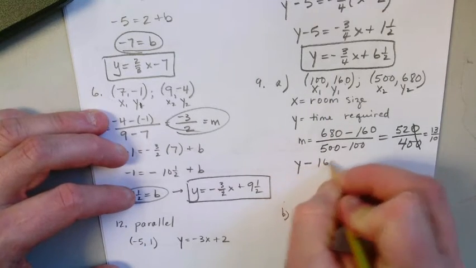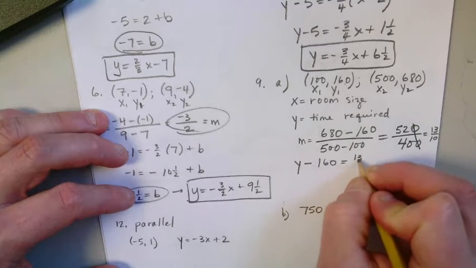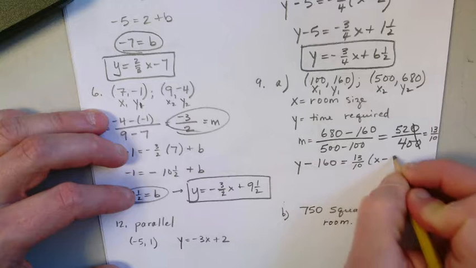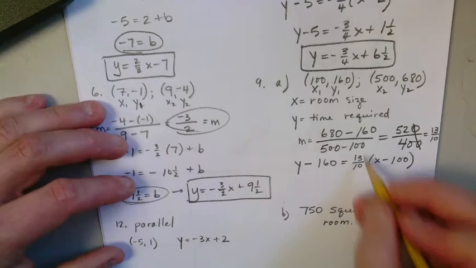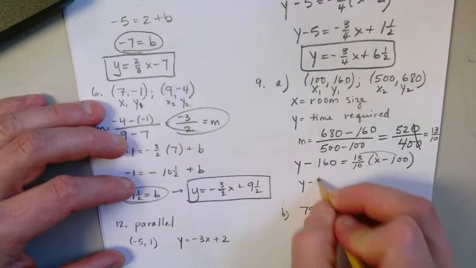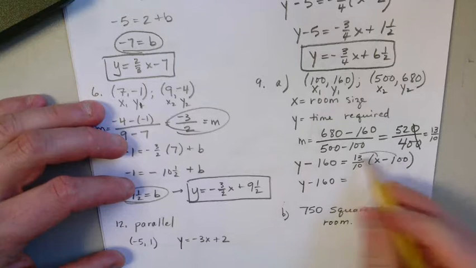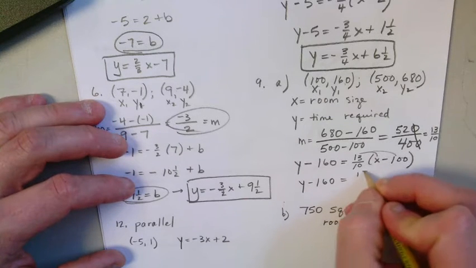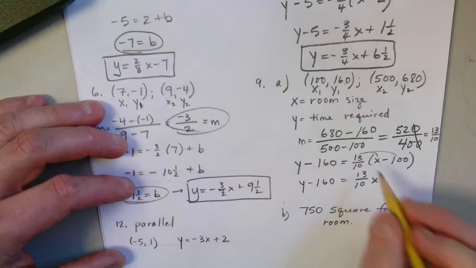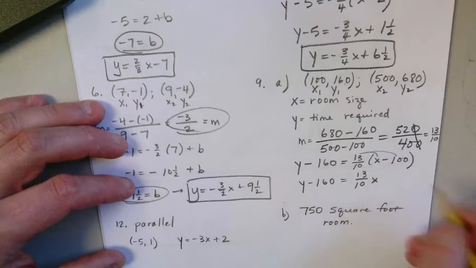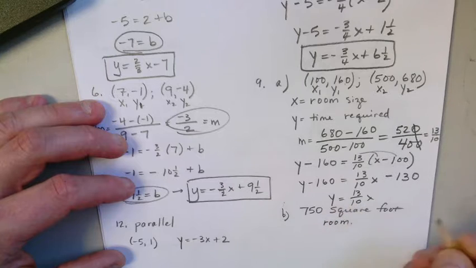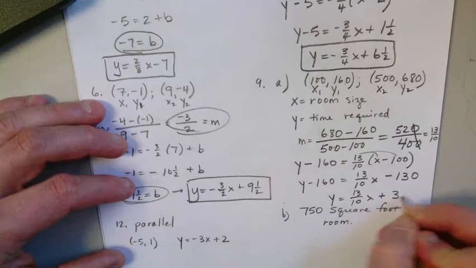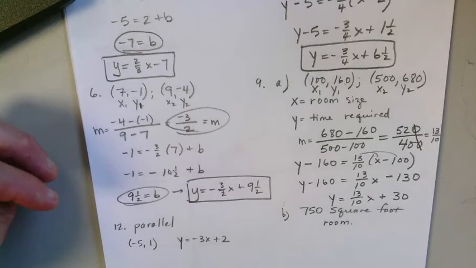Y minus the y value is equal to the slope times x minus the x value. Okay, and I'm going to go ahead and distribute this into the parentheses. Y minus 160 would equal 13 over 10 x minus 130. I'm going to add 160 to both sides, so you have 13 over 10x plus 30. Okay, negative 130 plus 160 give me plus 30.